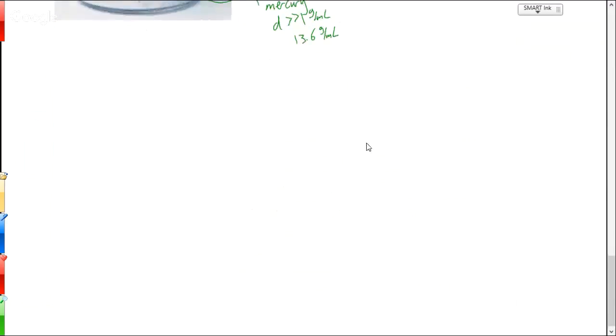All right, so let's look at how we could do a calculation with density besides just calculating the density itself.